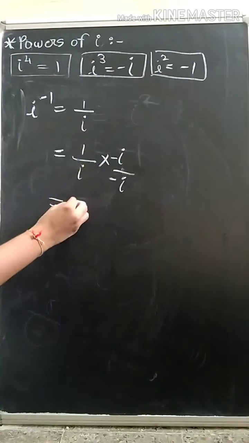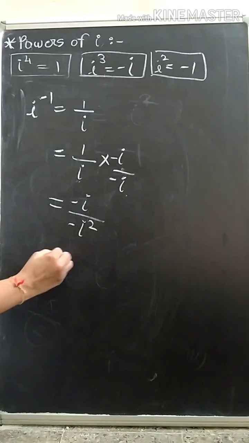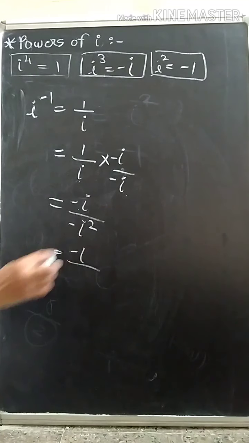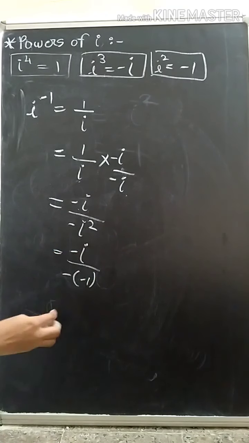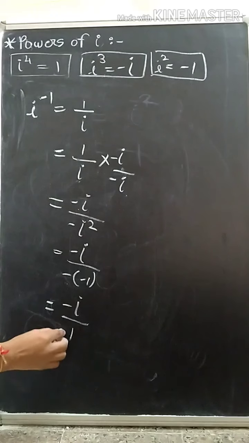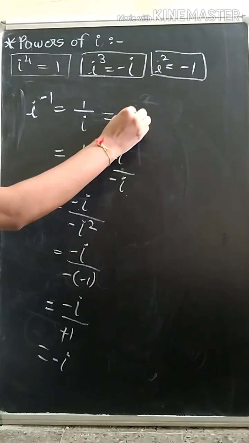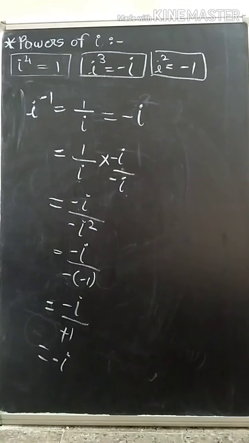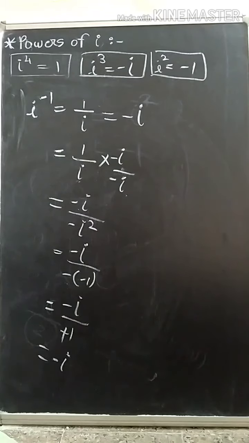सो -1 into -i is -i. i into -i is -i square. But i square is what? -1. -i upon minus of -1 is +1. So answer is -i. तर i inverse चं उत्तर काय येते? -i. ठीक आहे. आता आपण नेगेटिव्ह पॉवरचे एक्झाम्पल बघूयात. हे आपल्याला लक्षात ठेवायला लागेल. i inverse is -i किंवा साईडला आपण पेन्सिलने करू शकतो हे सगळं. इझी.